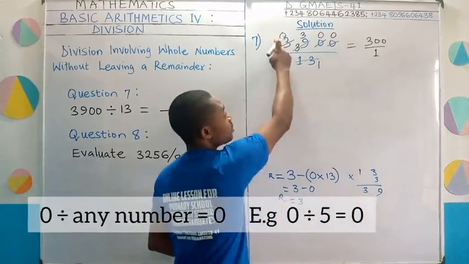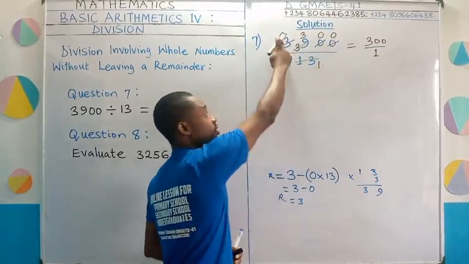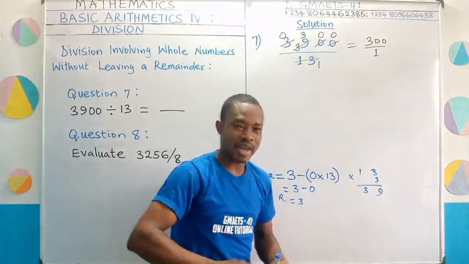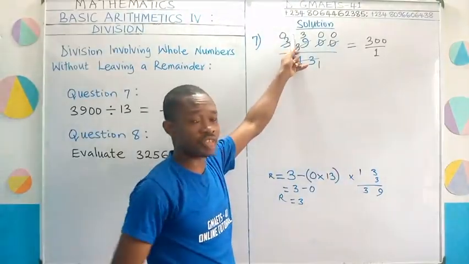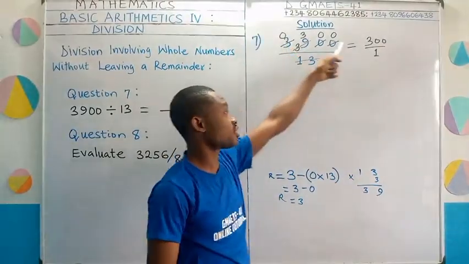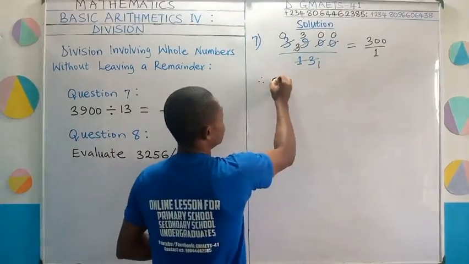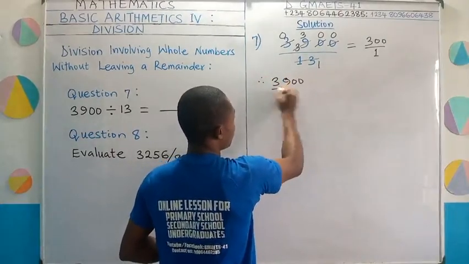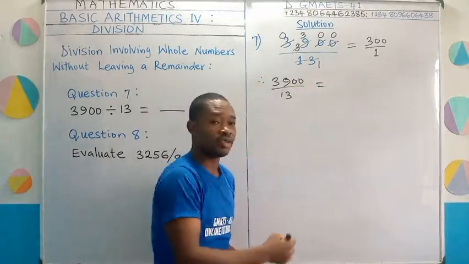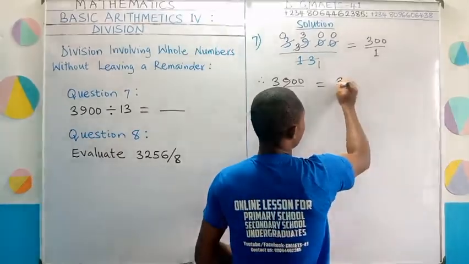Remember, 0, 300. This 0 does not mean anything. I've explained that before. There is no decimal point after this 0. So forget about this. This is just 300 over 1. Therefore, 3,900 over 13. The answer is equal to 300 over 1, which is simply 300.